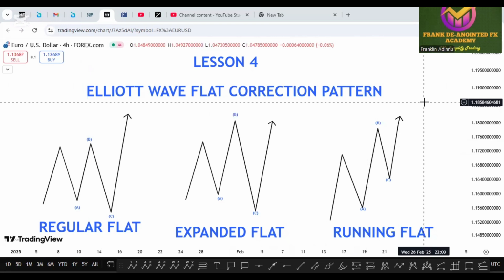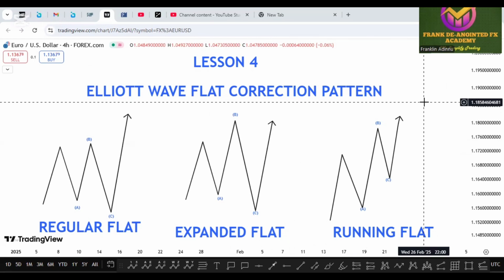Our lesson four is about Elliott wave flat correction patterns. Remember, in lesson three, we talked about the zigzag pattern. I told you that to master Elliott wave, we need to focus on the corrective patterns, because when you see an impulse, the next is a correction, and after the correction, another impulse. So in order to catch the next impulse, you need to know the correction pattern at work, to be able to key in on time, get the full impulse and make your profit. That is a very good way to master Elliott wave.